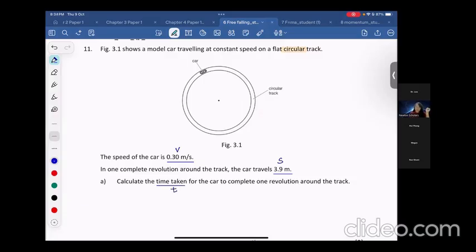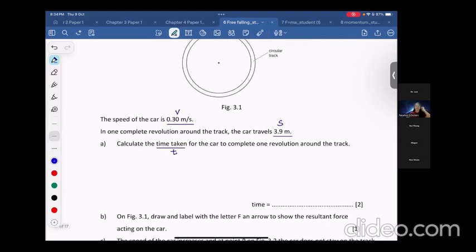T. Write down T. Calculate the time taken for the car to complete one revolution around the track. So here, we need to think what formula we can relate this. Speed, distance, and time. Okay, we travel 3.9 meter. Then our speed is 0.3. Then how long is the time we need? So V equals S over T. 0.3 equals 3.9 divided by T. So your T, press your calculator.